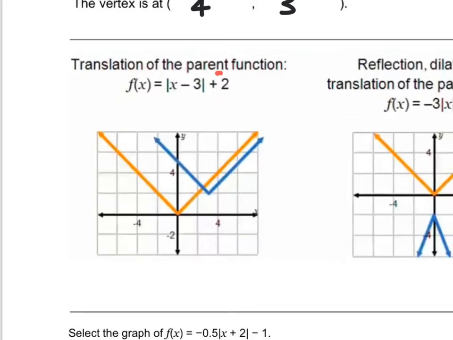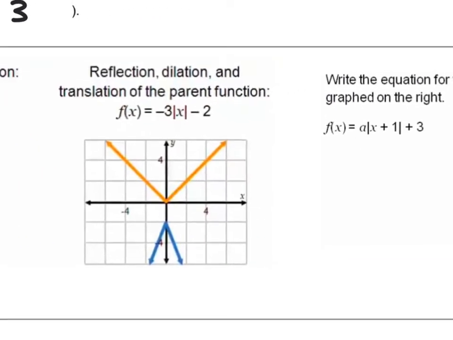All right, so a translation, okay, is just when you manipulate the vertex. Okay, here's your parent function. Okay, this means we moved it 3 units to the right and 2 units up. So 3 units to the right, 2 units up. Okay, so 3 and 2. Notice these numbers of 3 and +2. All right?